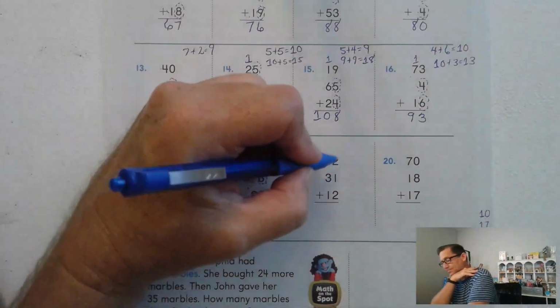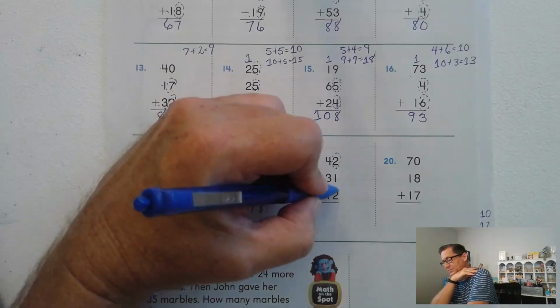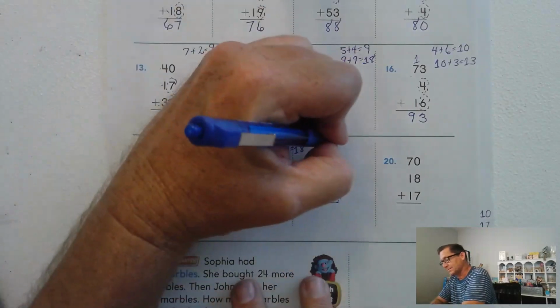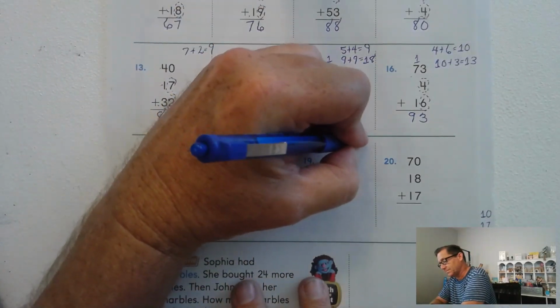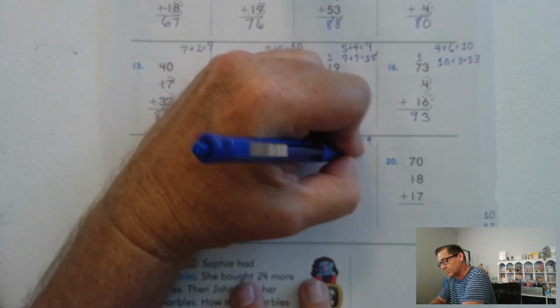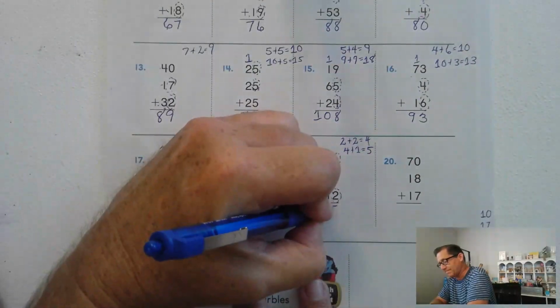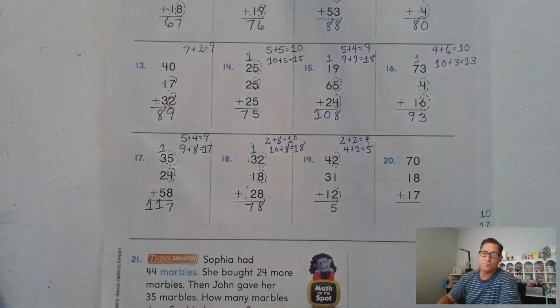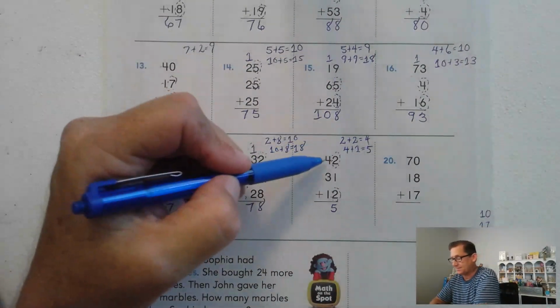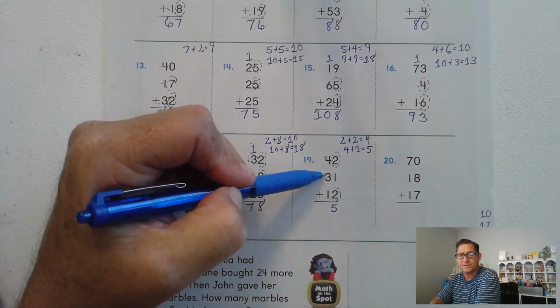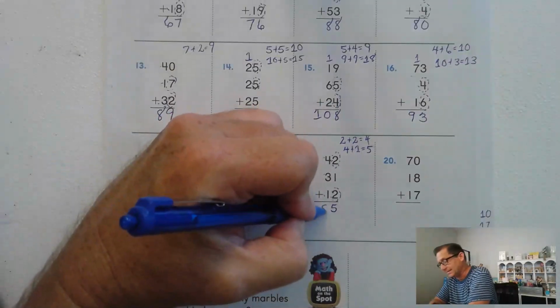19. I'm going to go ahead and add the 2's first. 2 and 2 is 4. 4 plus 1 is 5. So no need to regroup the 1's. Add the 10's. 4 plus 3 is 7. Plus 1 more 10 is 8.